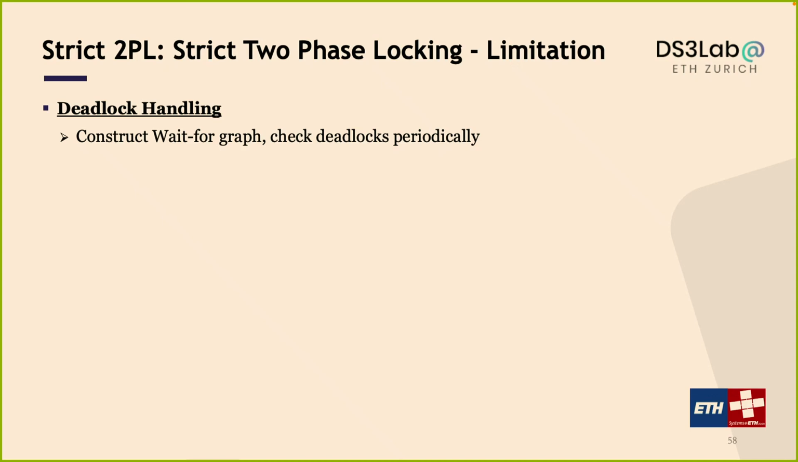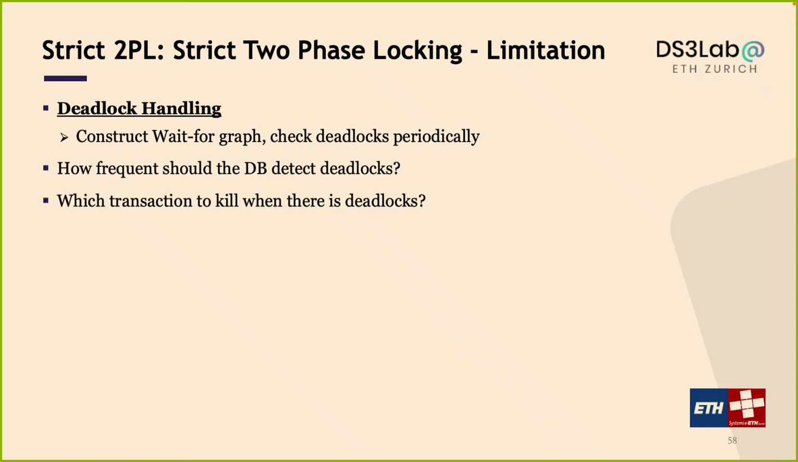When you design such a system, there are multiple design decisions you need to make. The first one is, okay, I need to check deadlocks. How frequently should the database detect deadlocks? How often should I actually construct the wait-for graph? Well, for this one, there's a whole bunch of things you can do. You can maintain this wait-for graph whenever you issue a lock. But you can say, yeah, I allow you to have deadlock up to 1 second. In that case, every single second you construct this wait-for graph.